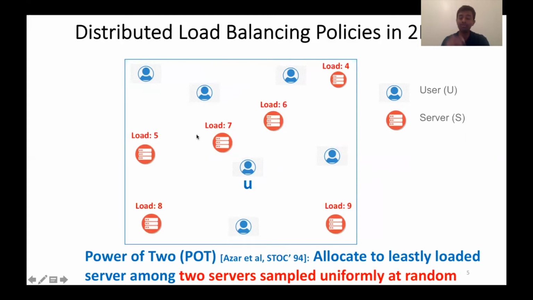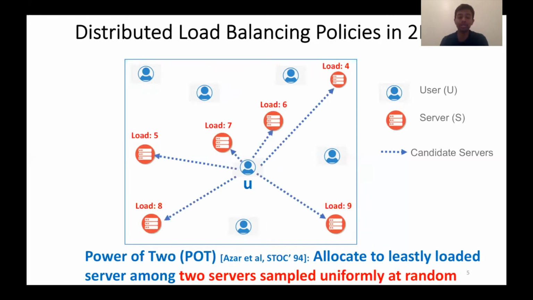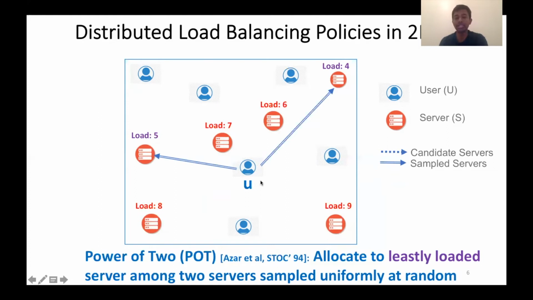Now, what a power of two choice policy does is, you have the entire server set S as your candidate set of servers. From the candidate set of servers, you choose two servers uniformly at random, as shown here. And once you choose two servers, you get allocated to the one which has the least load. For example, here for user U, this server on top right has a load value 4, which is less compared to this load value 5 here. So that's why U gets allocated to the top right server. So this is what the power of two choice policy is.